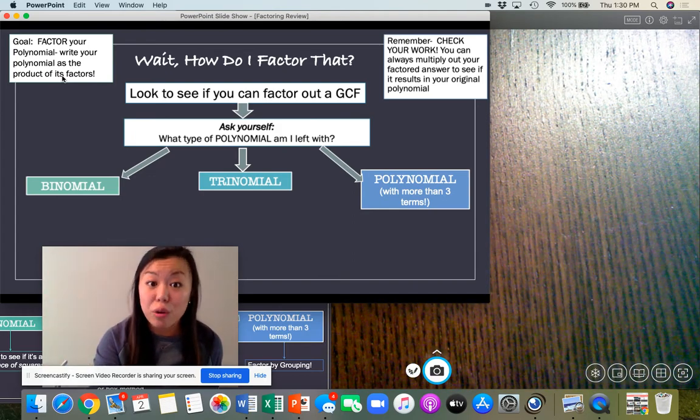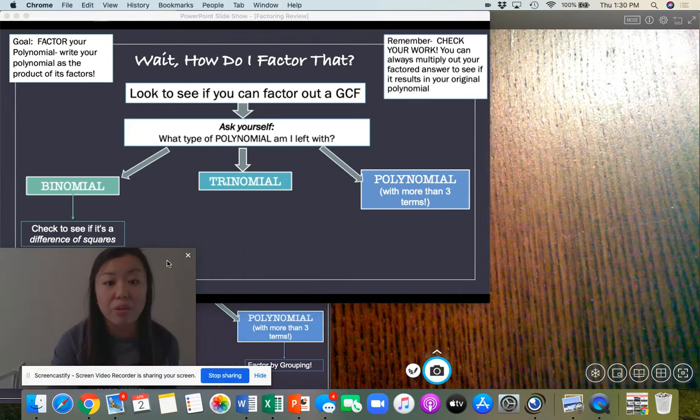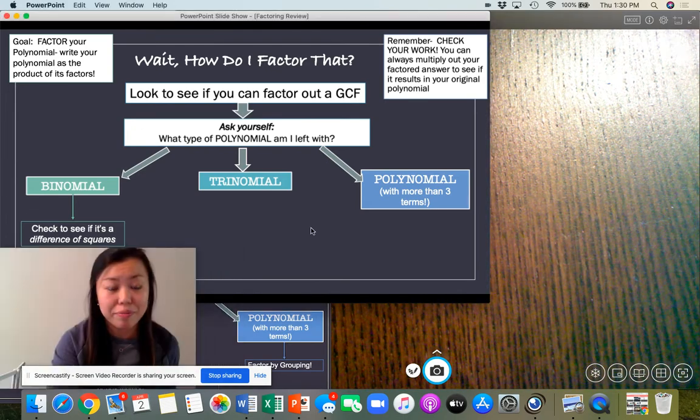If it's a binomial, we cannot write it as a product of 2 binomials. If you're left with a binomial, you want to check to see if it's a difference of squares. And that's one of those special cases that we talked about in class. If it's a trinomial, I'm sorry.